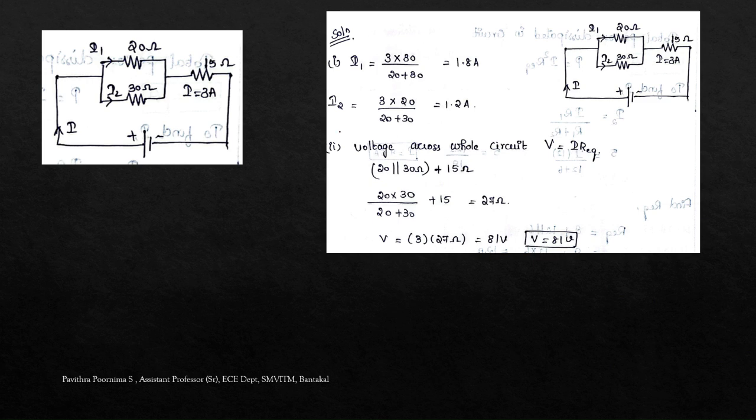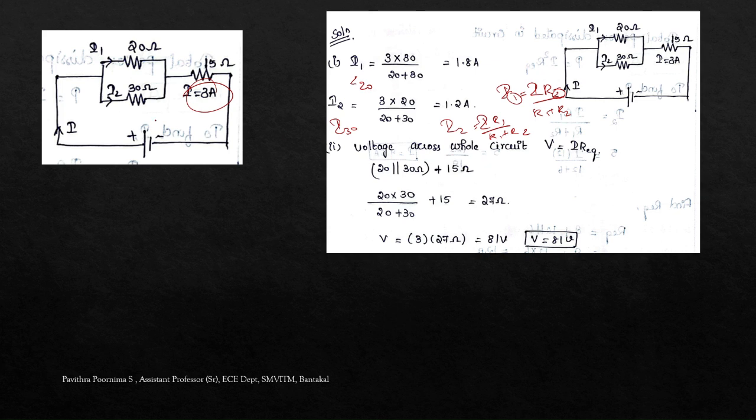First, the current through 20 and 30. We can write it as I20 and I30, or according to current division, I1 and I2. The I1 formula is I1 equals I into R2 divided by R1 plus R2. The suffix is different, and the I2 formula is I into R1 divided by R1 plus R2. R1 is 20, R2 is 30, and I is given as 3 amps. Substituting, we find I20 and I30. The current through the 15 ohm is anyhow given as 3 amps.